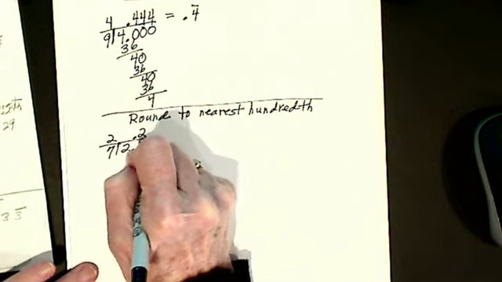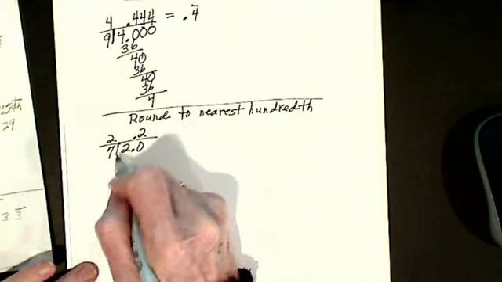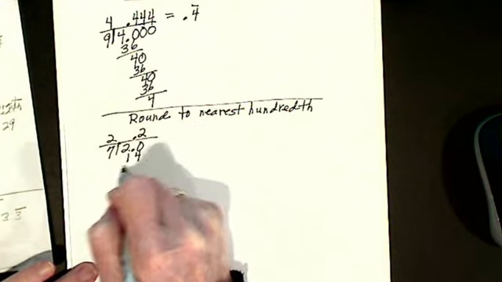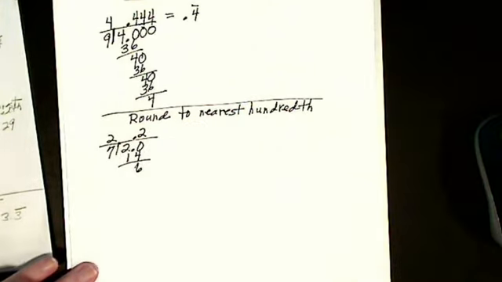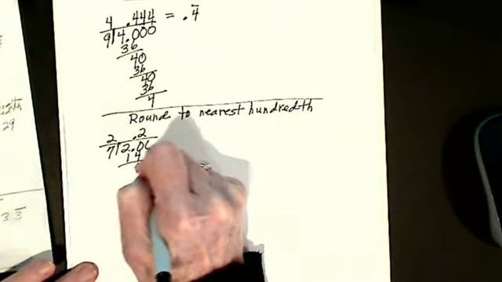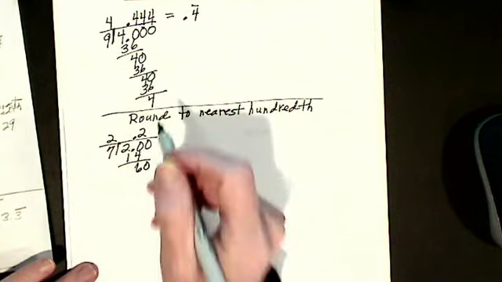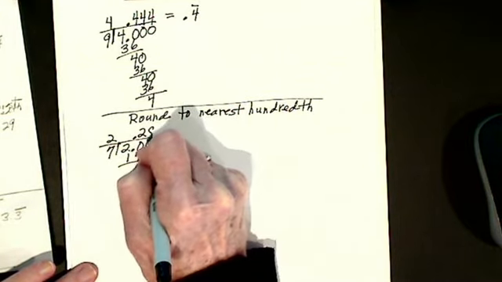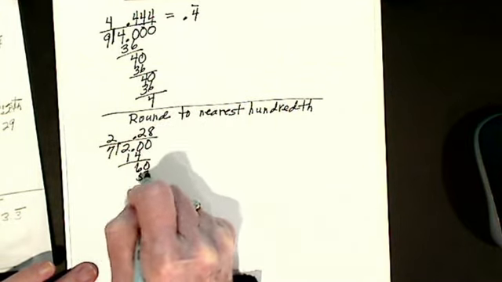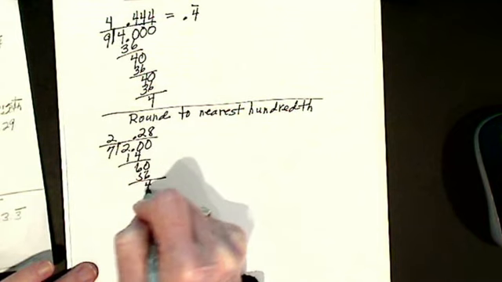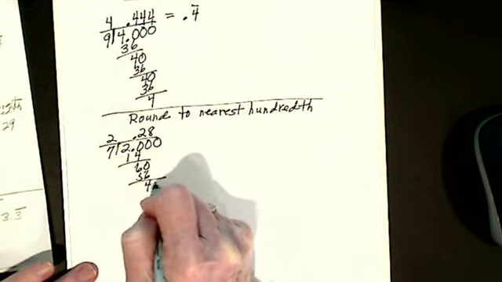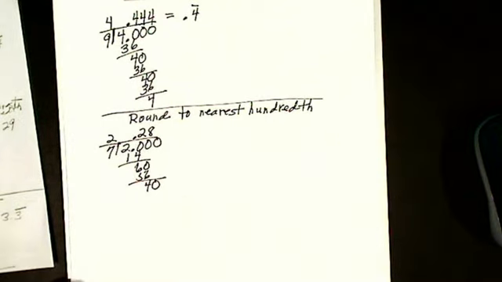I'm going to get a 2. I multiply. 2 times 7 is 14. Subtract. Have a remainder. I'm going to add a 0, bring it down. I get an 8. 7 8s are 56. Subtract, I have a remainder, so I'm going to add another 0, bring it down.